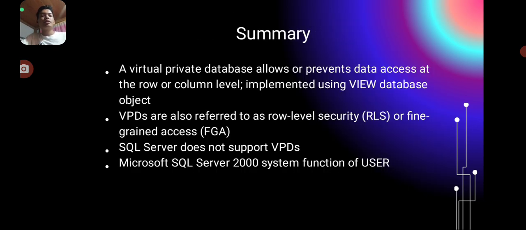Next is the summary of our topic on the virtual private database. The virtual private database allows or prevents data access at the row or column level, implemented using view database objects. VPDs are also referred to as row level security or RLS, or fine grained access, or what we call FGA. SQL Server does not support VPDs. Then Microsoft SQL Server 2000 has the system function user.